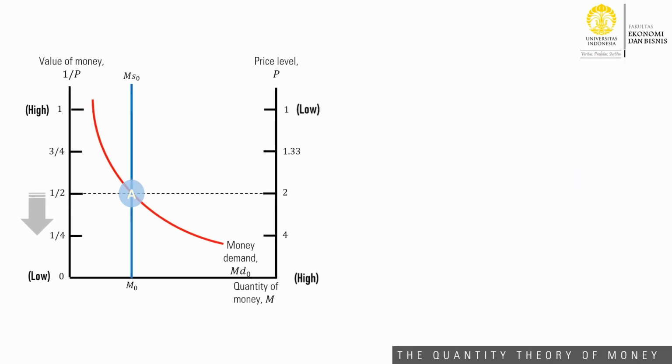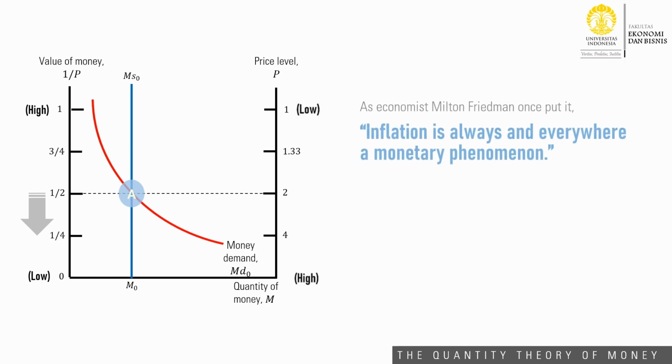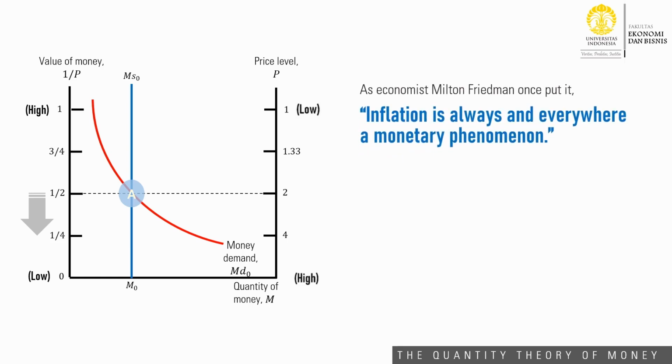So that is it, the quantity theory of money. The quantity of money available in an economy determines the value of money, and growth in the quantity of money is the primary cause of inflation. As economist Milton Friedman once put it, inflation is always and everywhere a monetary phenomenon.